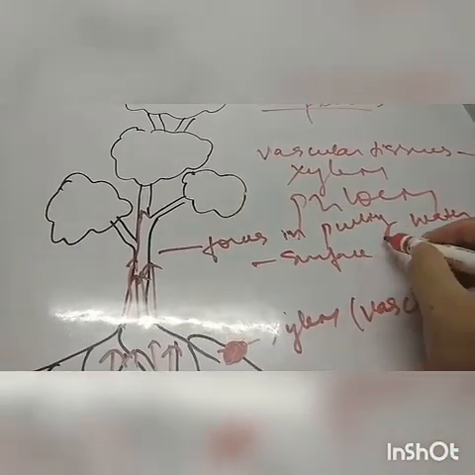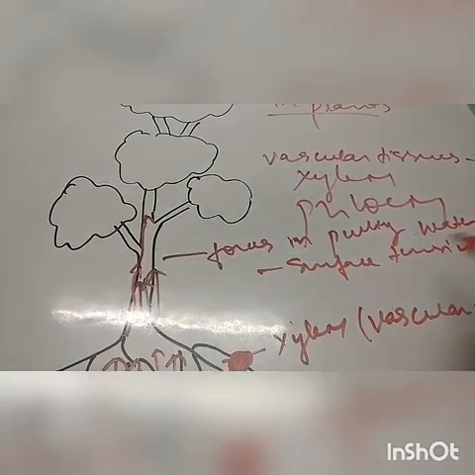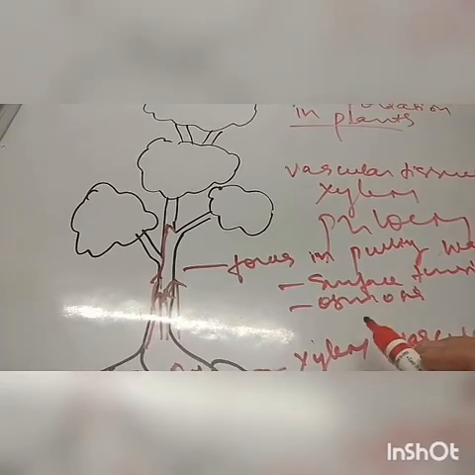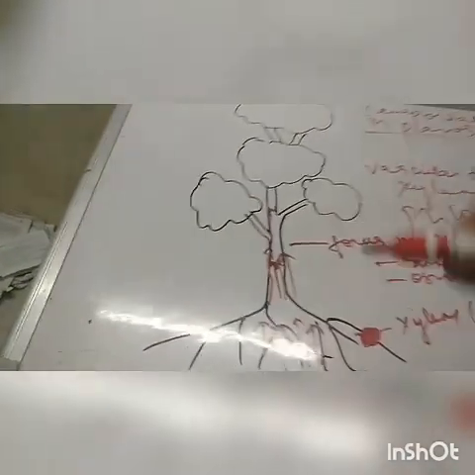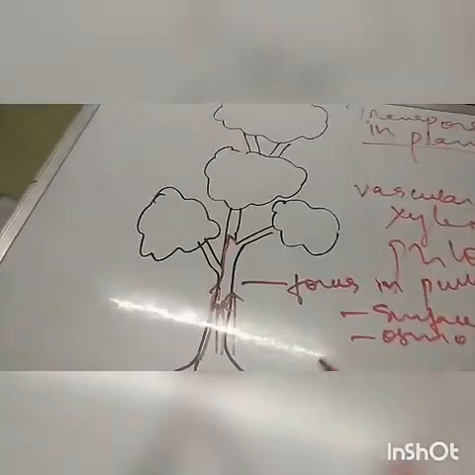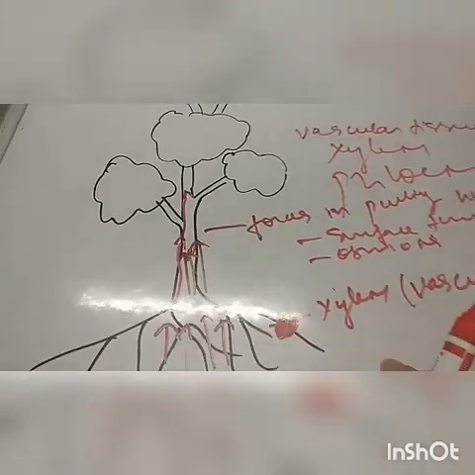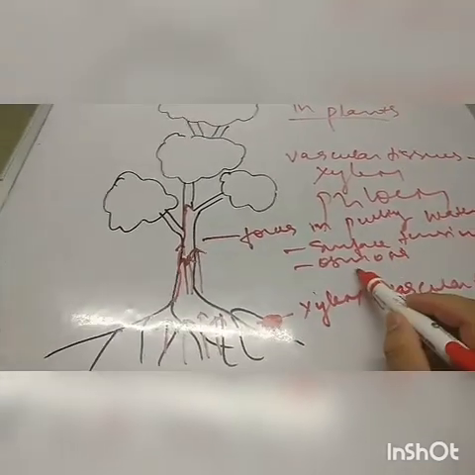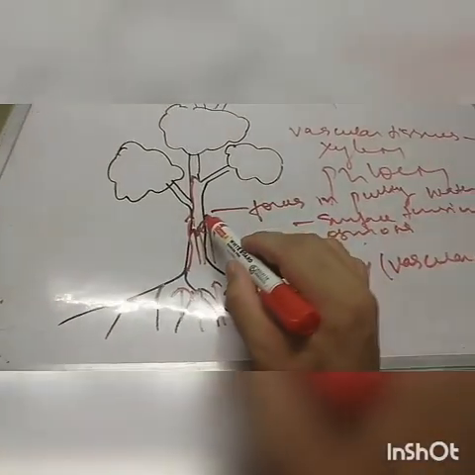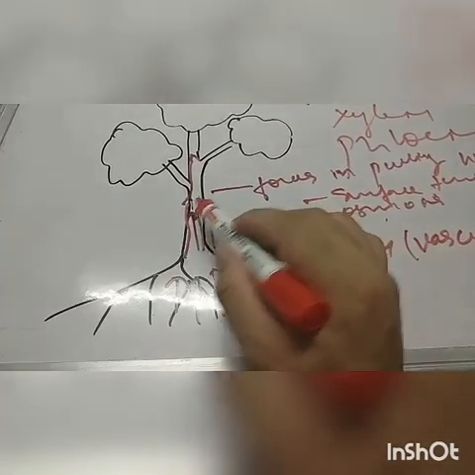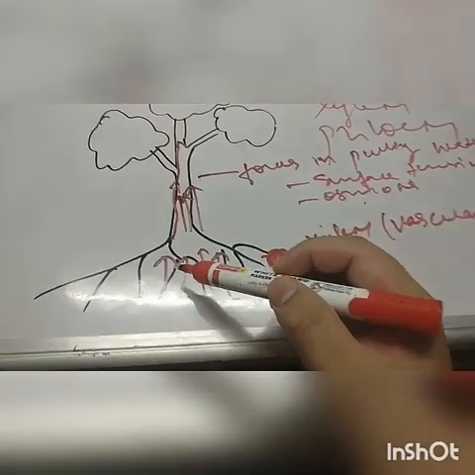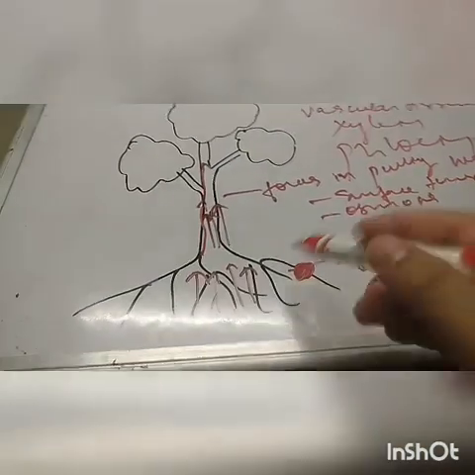Surface tension. Alright. Osmosis. This process is called the pulling of water, which is called transpiration. And this pulling of water is regulated by surface tension or osmosis. There is a concentration gradient. There is a difference of ions that come from the underground water.